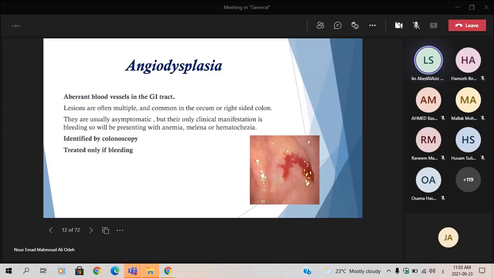تمام زي ما شايفين عنا هون بصورة الكولونوسكوبي, it's apparent blood vessels in the GI tract. وغالبا كمان نفس الشيء هي بتكون عنا asymptomatic but may bleed, and also it's a common cause of hematochezia, slow GI bleeding.